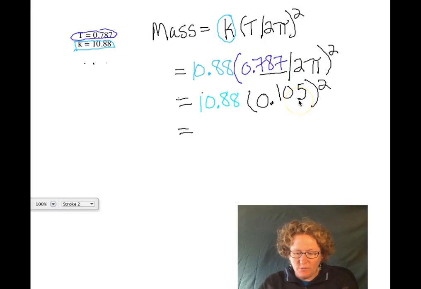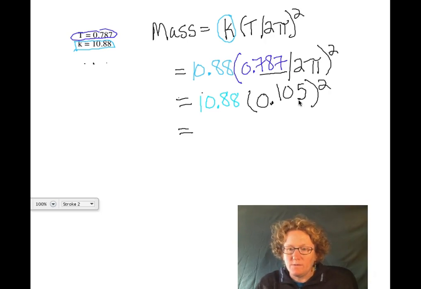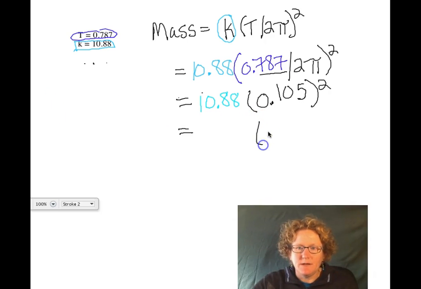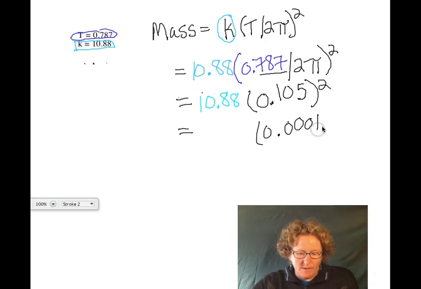Now I need to square this. If you don't have a scientific calculator, just go 0.105 times 0.105, or if you have a fancy scientific calculator, you can square it and then multiply by 10.008. When I square it, I get 0.000120.